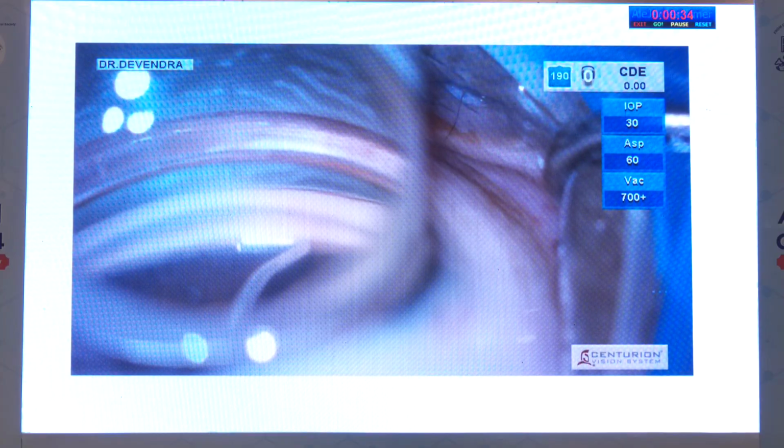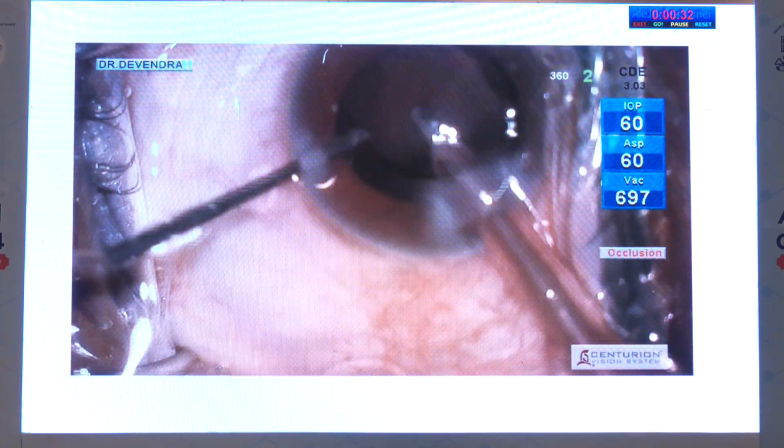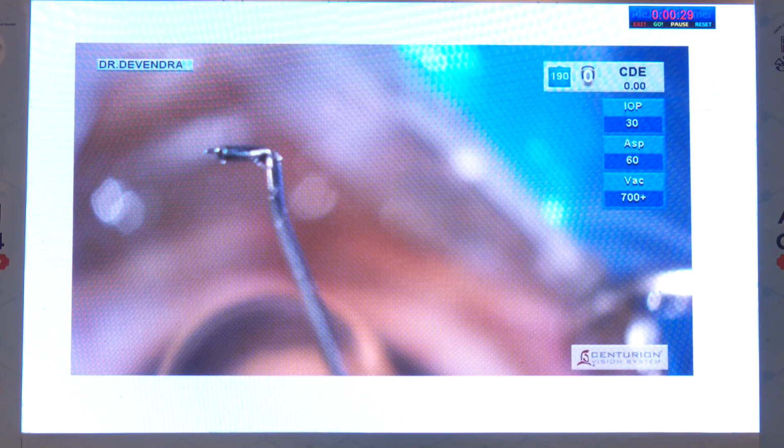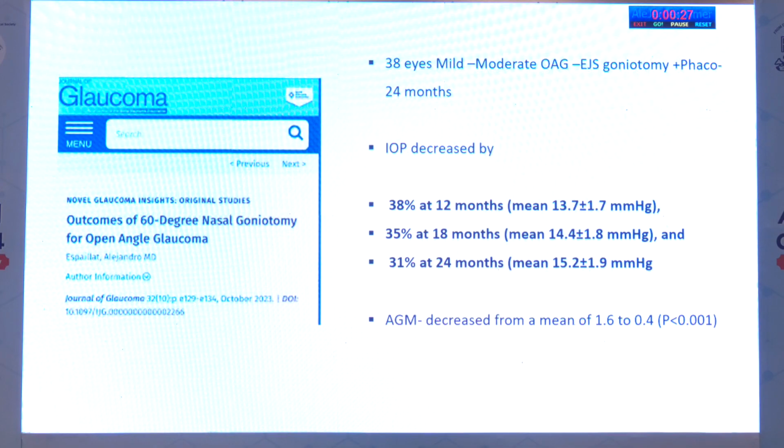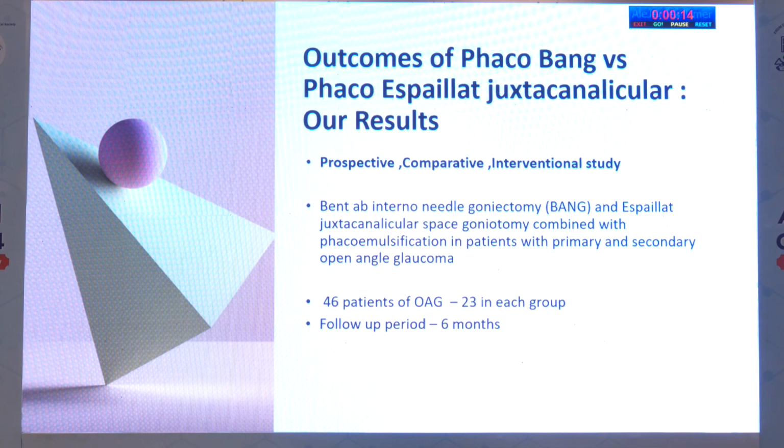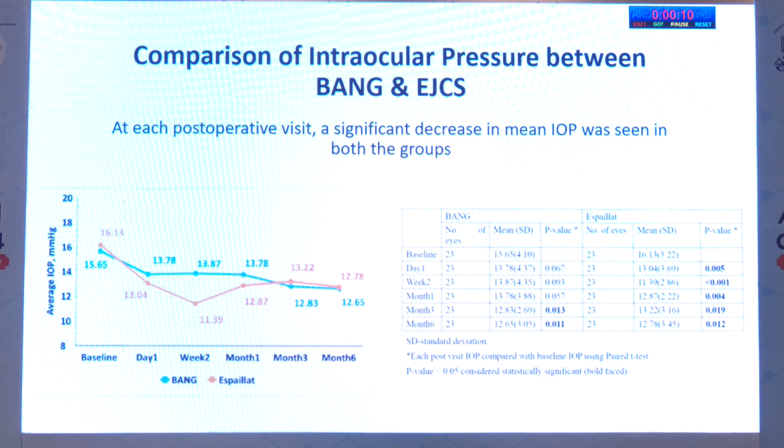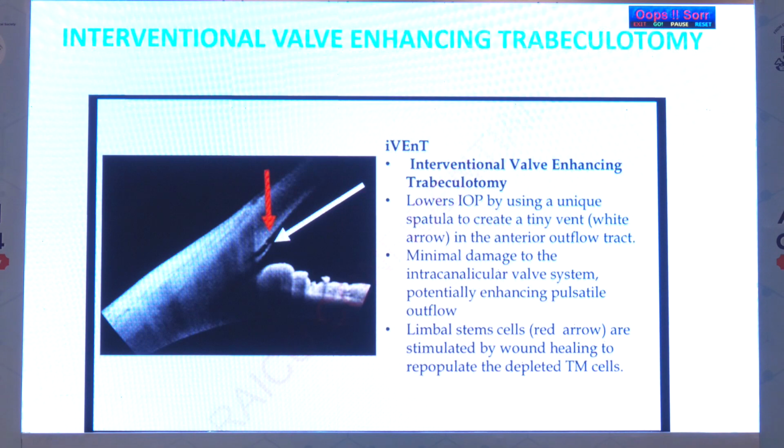In a similar way we can do it in the superior nasal side at the end, similar to any other procedure. We compared the outcome, I think this is another study by the pilot itself, and it showed IOP control of 38% at 12 months, 35% at 18 months, and 31% at 24 months. We also compared phaco bang versus phaco absolute, and we found they have almost equal IOP control at the end of 6 months. The interesting part is that in the absolute group, AGM use is much less compared to the bang.